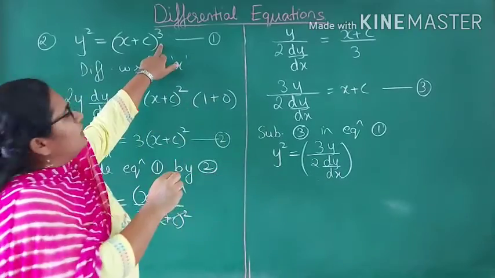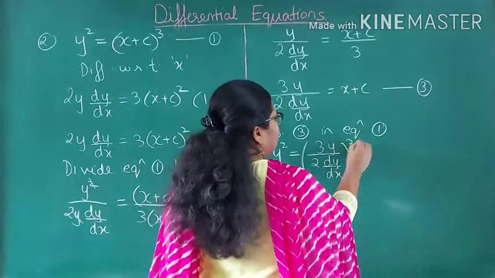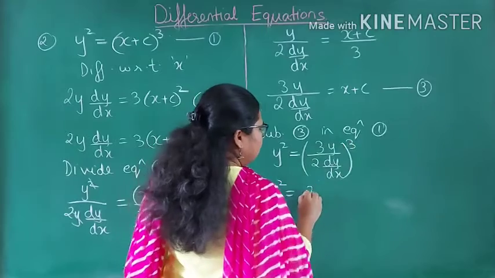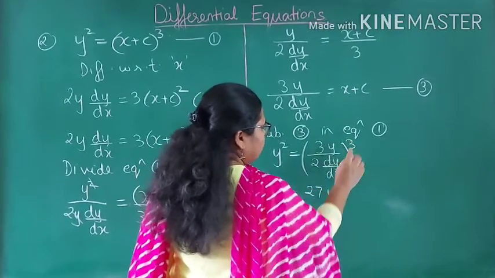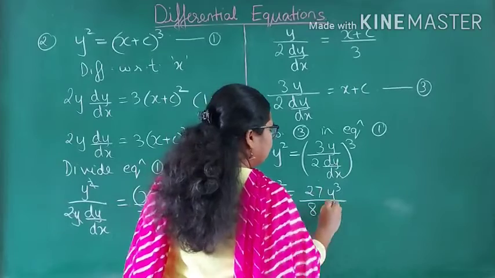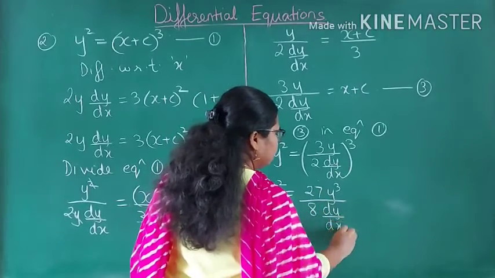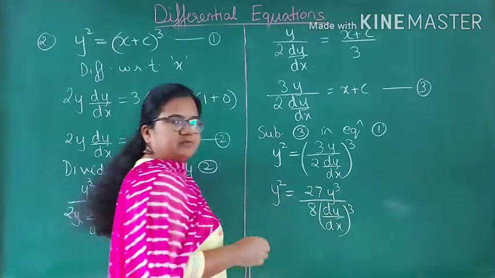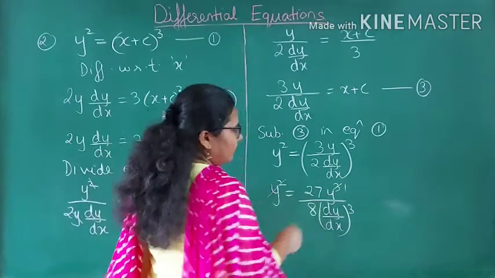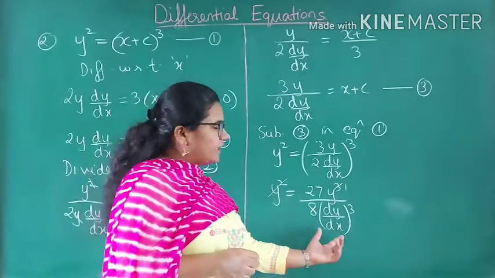What is the power here? 3. So this will become whole cube. So y square 3 cube is 27. y cube upon 2 cube is 8 and dy by dx whole cube. Yes. Now y square will get cancelled and your 1 y will remain and then we can cross multiply.